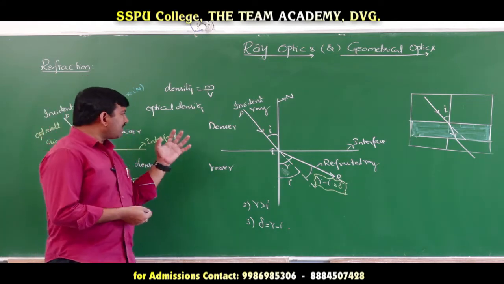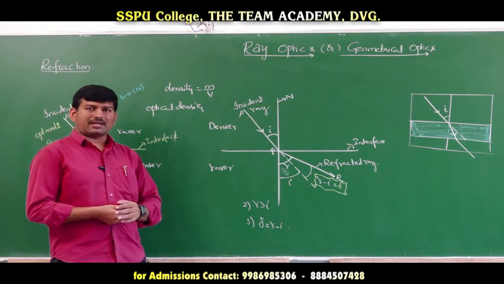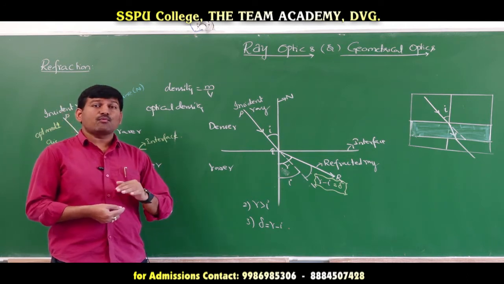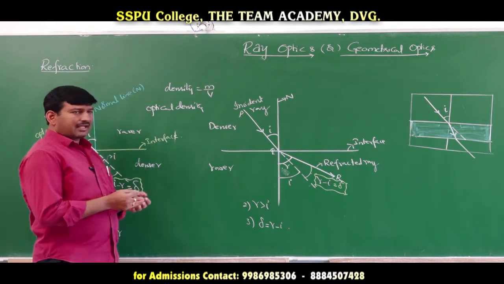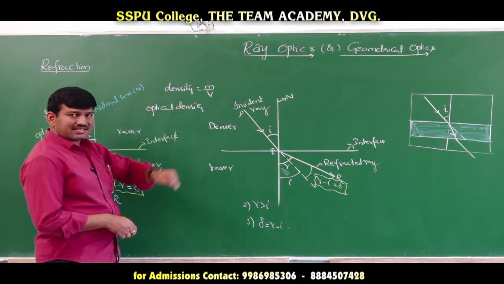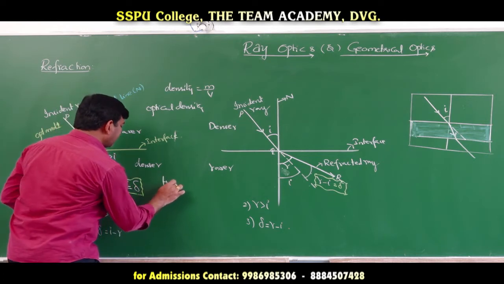Okay. For example, I will give you an example for this one. Out of water and turpentine, if I consider water and turpentine, water is more dense than turpentine. Water is more dense than turpentine in terms of mass density. Which is denser out of water and turpentine? Turpentine.